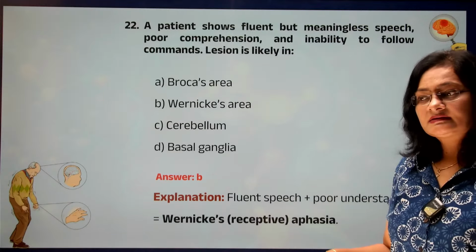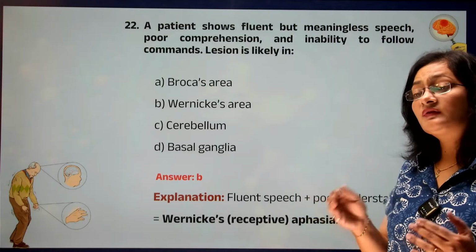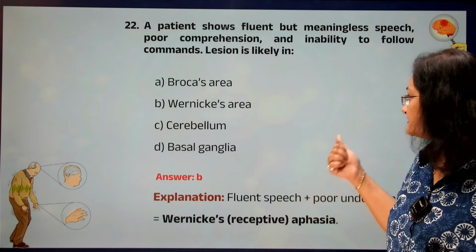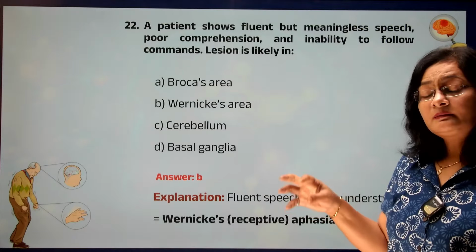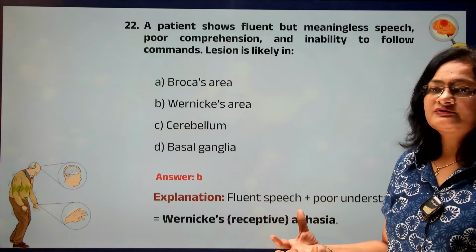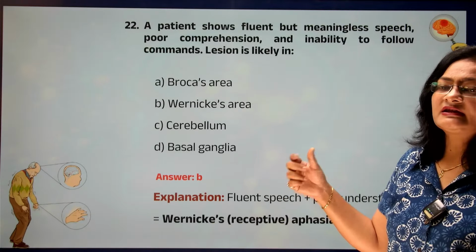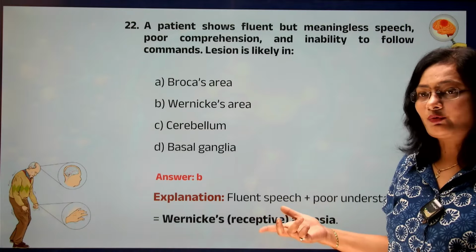So this is a somewhat twisted question. You have to identify which type of aphasia it is, and then based on that, Wernicke's area is affected, that you have to mention. Sometimes which part of the hemisphere is affected can also be asked. So instead of Wernicke's area, you have to write it is affection of the parietal lobe.